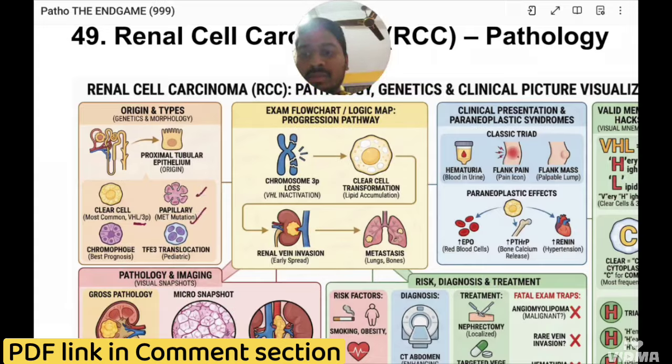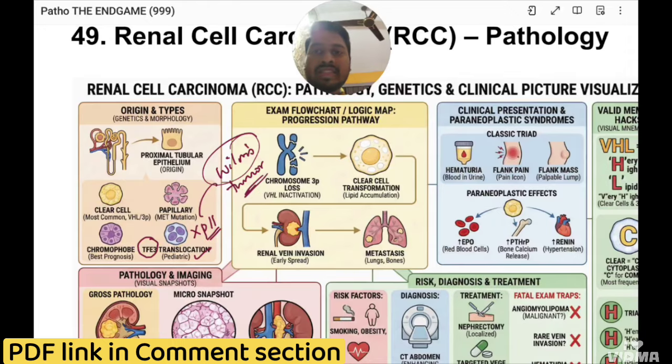Next is the chromophobe type, which has the best prognosis. And there's one more variety, which is pediatric. Because of TFE3 gene rearrangement, there will be Xp11 translocation, which gives rise to a new subtype of renal cell carcinoma, which is common in the pediatric age group. Now this needs to be differentiated from Wilms tumor, because Wilms tumor is also more common in the pediatric age group, especially in the first 2 years of life.